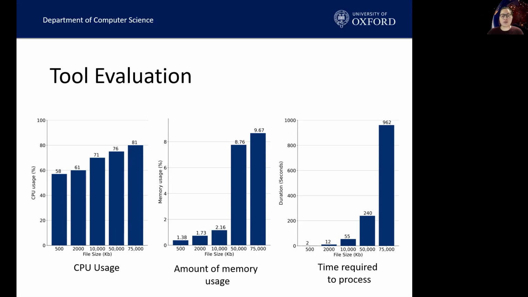Finally, we tested the performance of the tool with respect to processing speed, central processing unit, and memory usage. The results from processing PCAPs of sizes ranging from 500 to 75,000 kilobytes are shown, and they show that it takes around 1 second to 6 minutes. The CPU and memory evaluation shows that the tool is not resource intensive, as it consumes only 60% CPU and has a very small memory footprint.